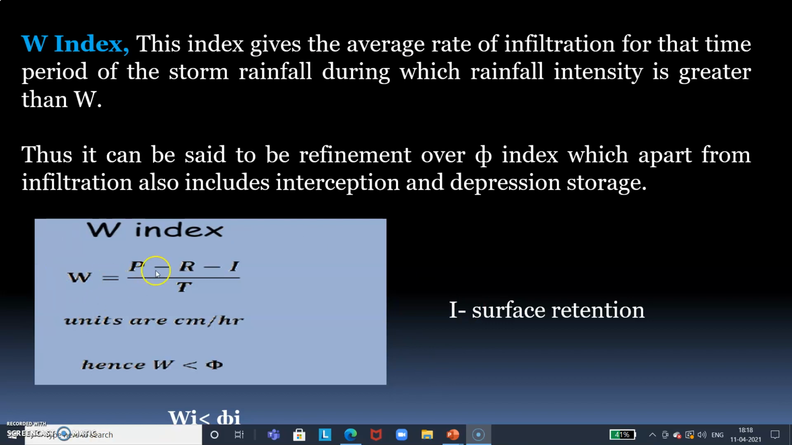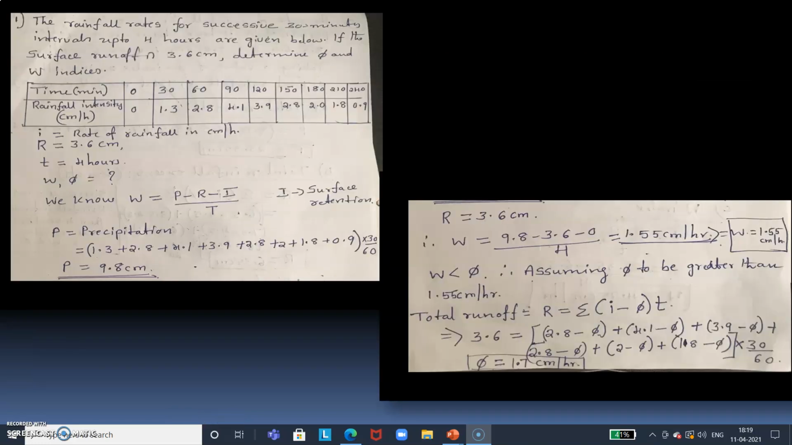It is given by the formula W = (P minus R minus I) divided by T, where P is precipitation, R is runoff, I is surface retention, and T is time. Always, W index is less than phi index. You have to remember this while solving the numericals. Let us solve some numericals related to this.